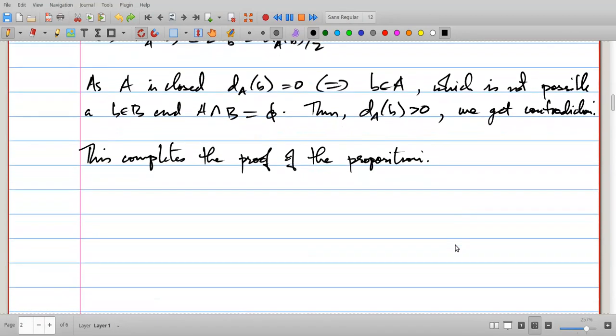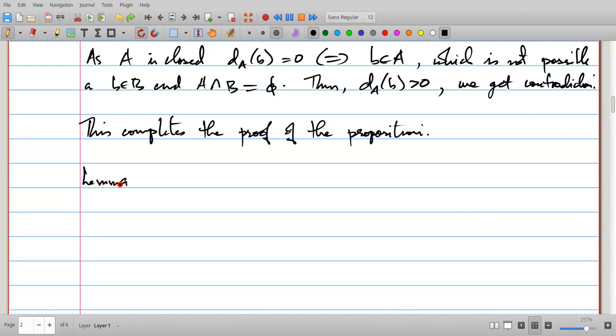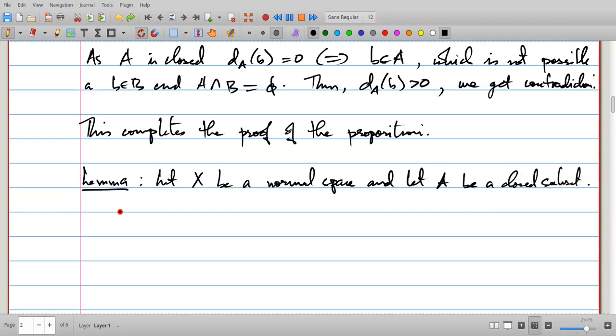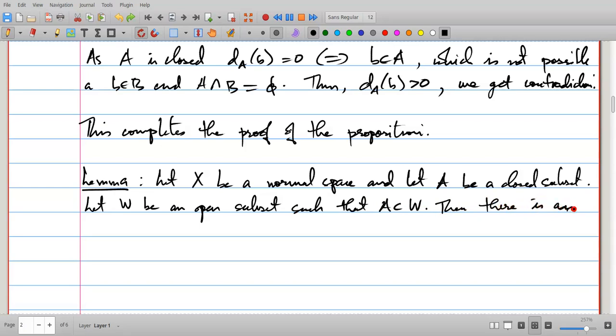So this shows that there are lots of normal topological spaces. So next, let us prove a useful lemma. Let X be a normal topological space and let A be a closed subset. Let W be an open subset such that A is contained in W. Then there is an open subset V such that A is contained in V, which is contained in V closure, which is contained in W.